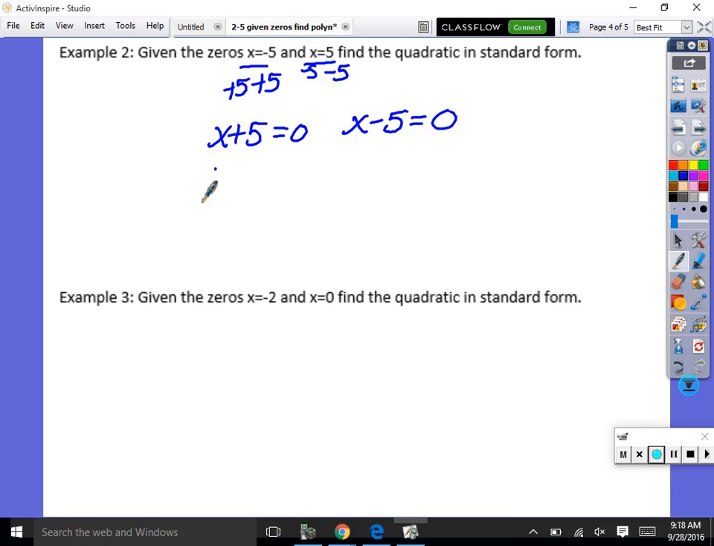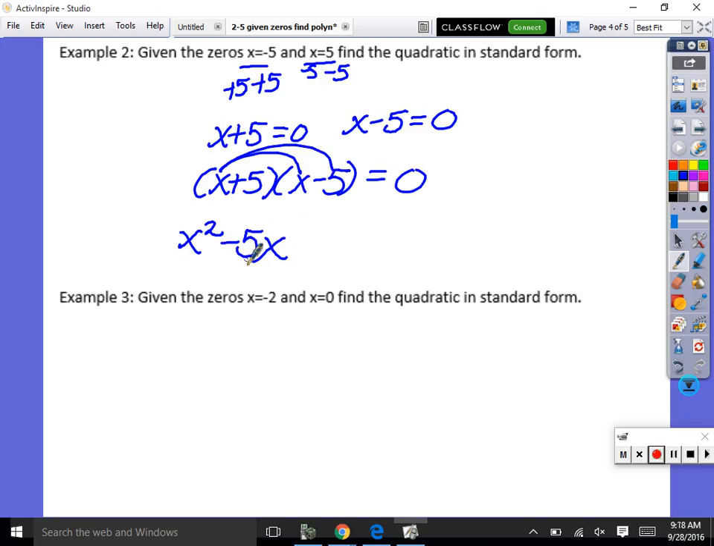Before they were split apart, they used to be multiplied together. And now we'll double distribute. X times x is x squared. X times negative 5 is negative 5x. 5 times x is positive 5x. Careful on this one. Positive 5 times negative 5 is negative 25.